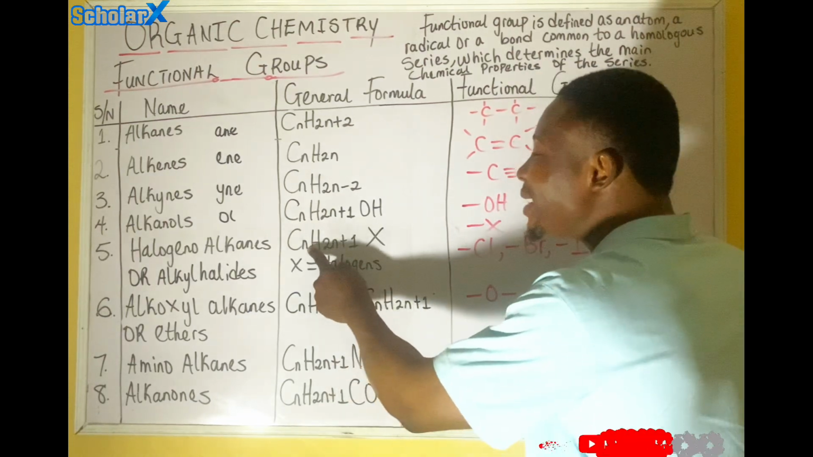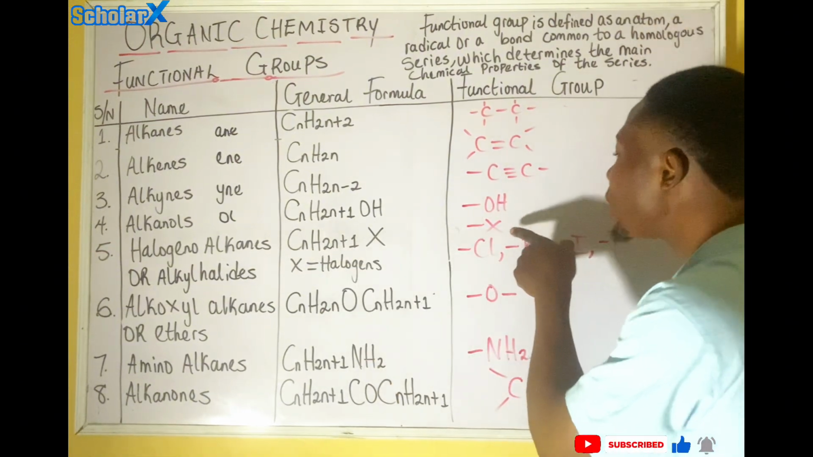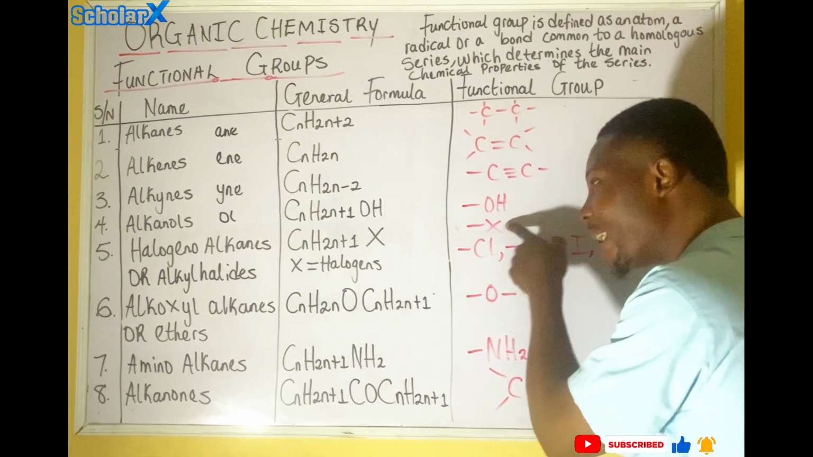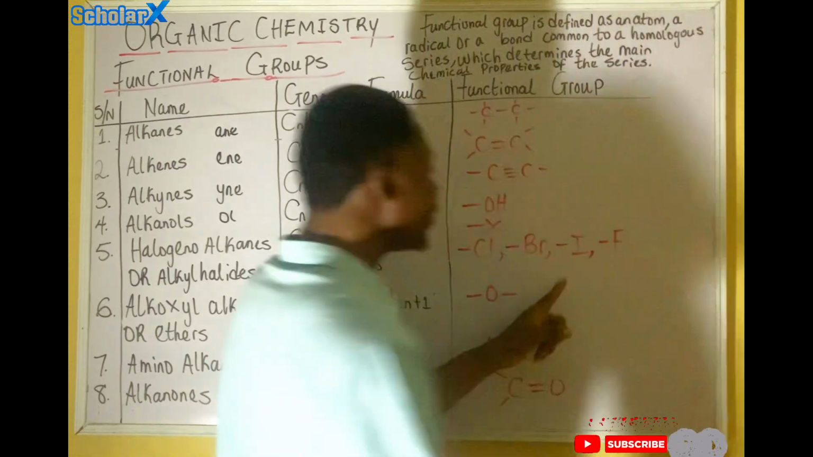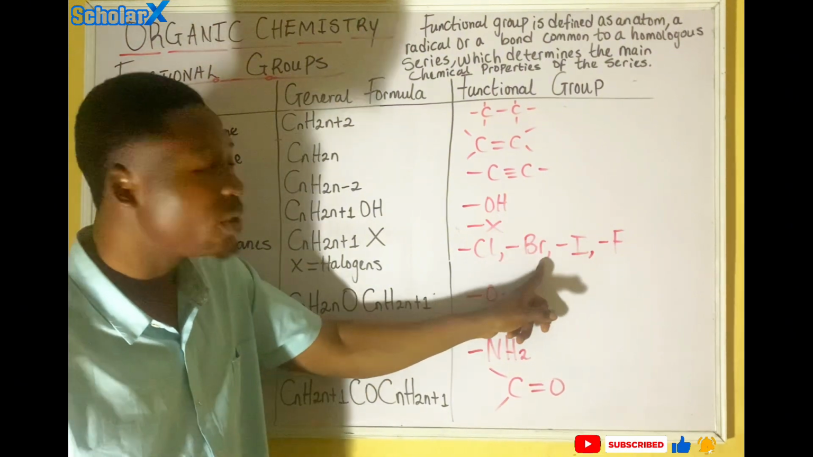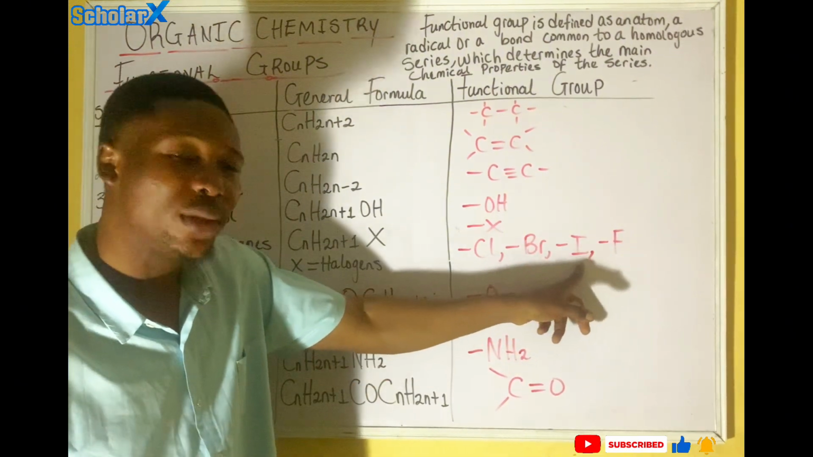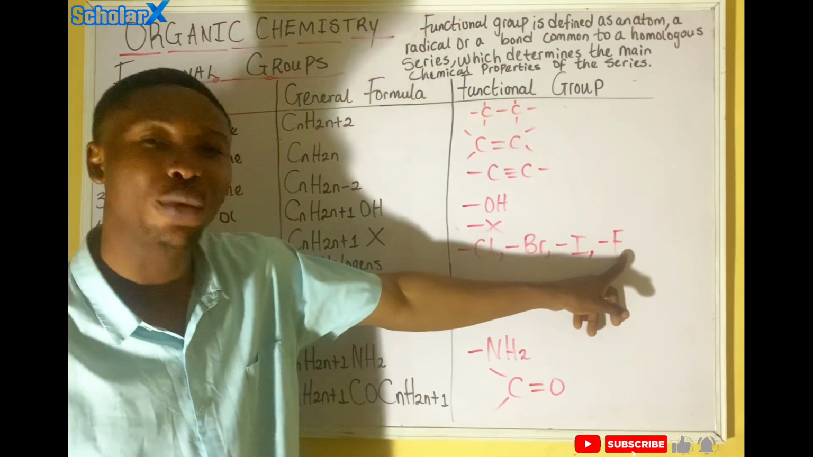Now, the general formula is CnH2n+1X. This X is representing halogens. Their functional group here is this X, which are halogens. Examples of halogens: you have chlorine represented with Cl, bromine represented with Br, iodine represented with I, and then fluorine, F.